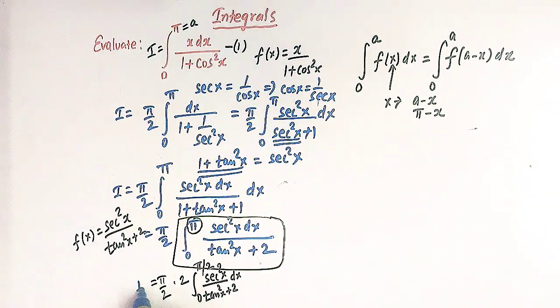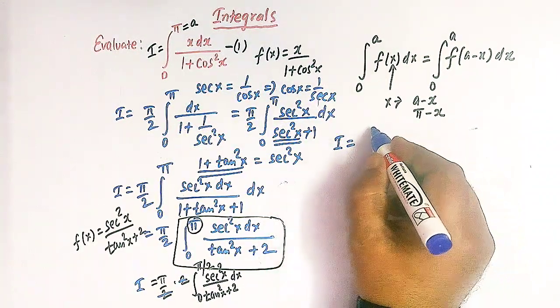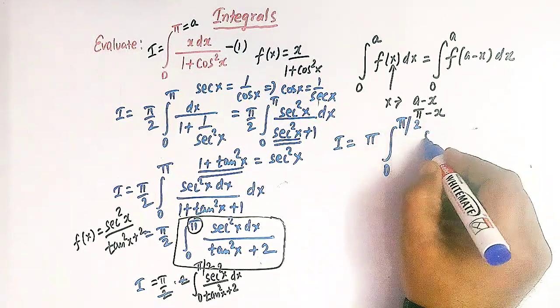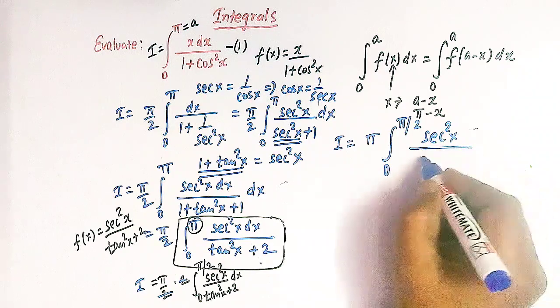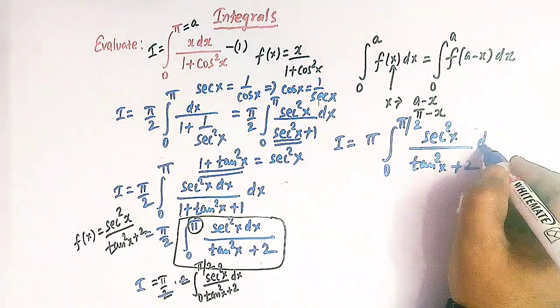So now this is our integral I. Here 2 and 2 get cancelled, so we have I is equal to pi times the integral from 0 to pi by 2 of secant square x over tan square x plus 2 dx.